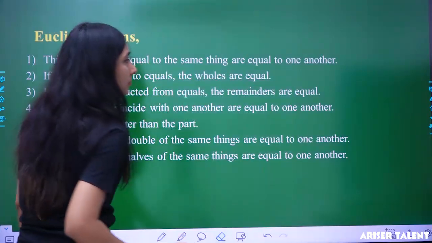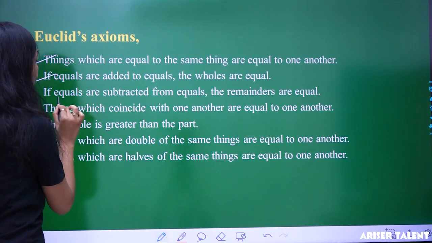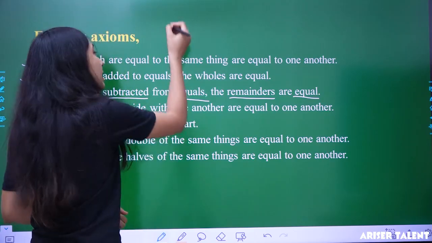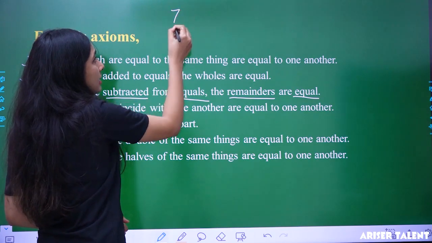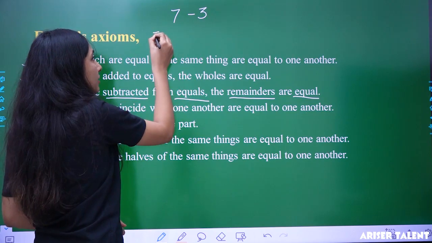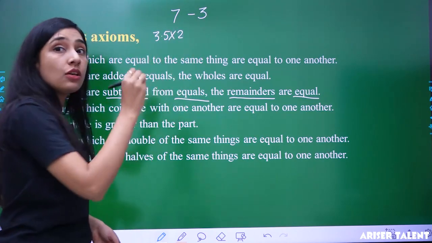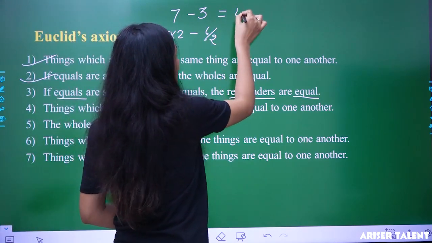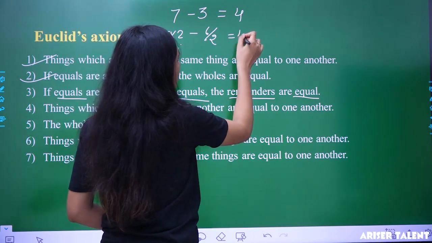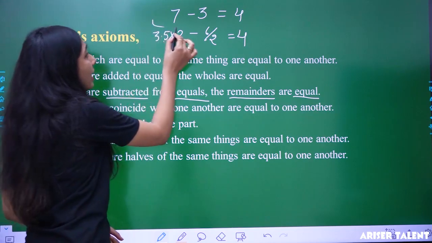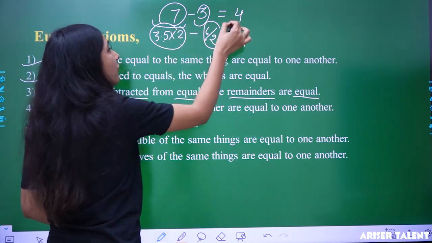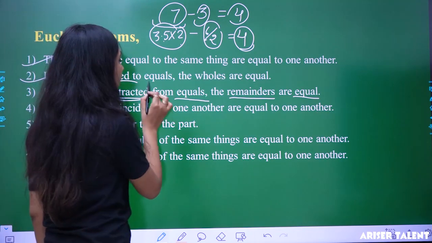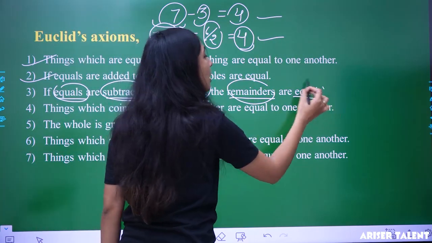Third: first clear, second clear, now the third. If equals are subtracted from equals, the remainders are equal. Let's again take the same example. We have 7 minus 3, and 3.5 multiplied by 2, which is equal to 7, minus 6 by 2, which is equal to 3. Here we will get 4, and here also 7 minus 3 is nothing but 4. So if we subtract equals from equals, we get equals. These are the remainders, and they are equal.